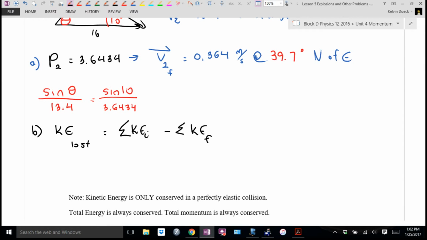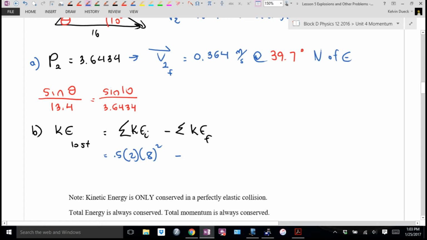What was moving before the collision? Mass 1, mass 2, or both? Mass 1. So I'm going to have a half. What was mass 1? How big? 2. What was its initial speed squared? And its speed, I don't care about direction. 8 squared. That's how much kinetic energy we started with.